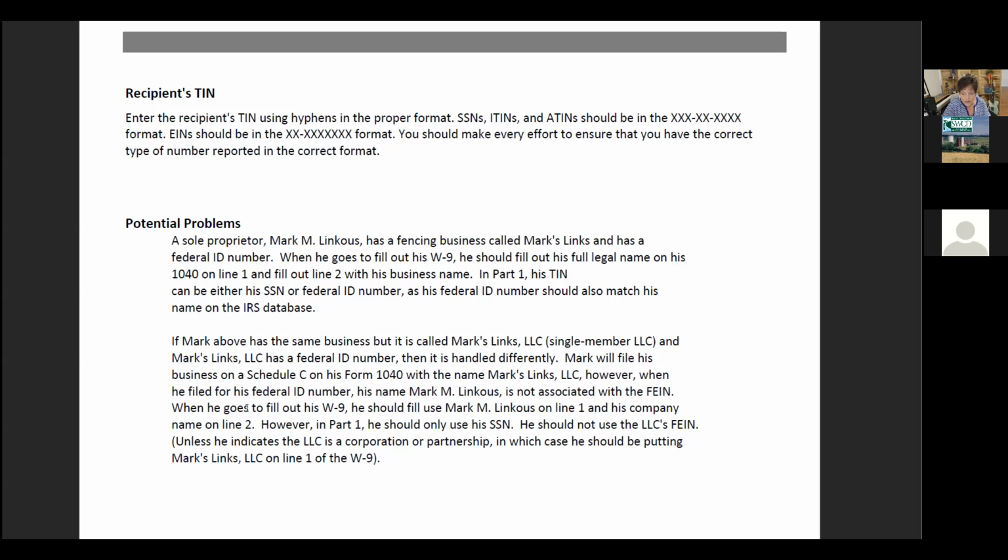When he goes to fill out his W-9, he should use Mark M. Linkus. In the same way, when you fill out the 1099, use Mark M. Linkus on line one, and then his company name on line two. However, he should be putting in part one his social security number, not the federal ID number that's associated with Mark's Links LLC. Unless he indicates the LLC is a corporation or a partnership, in which case he should be putting Mark's Links LLC on line one of the W-9 and use his federal ID number. Now, how confusing can that be? Pretty confusing, sorry, but that's just the way it goes.